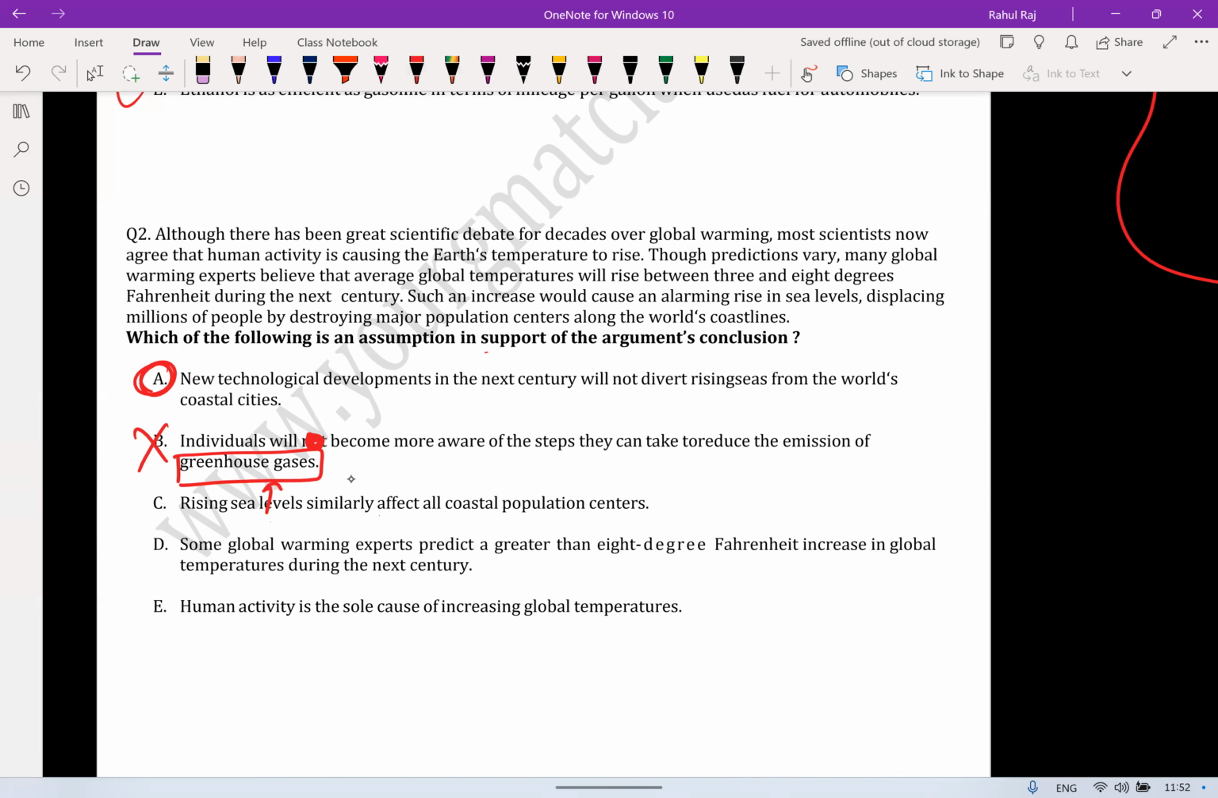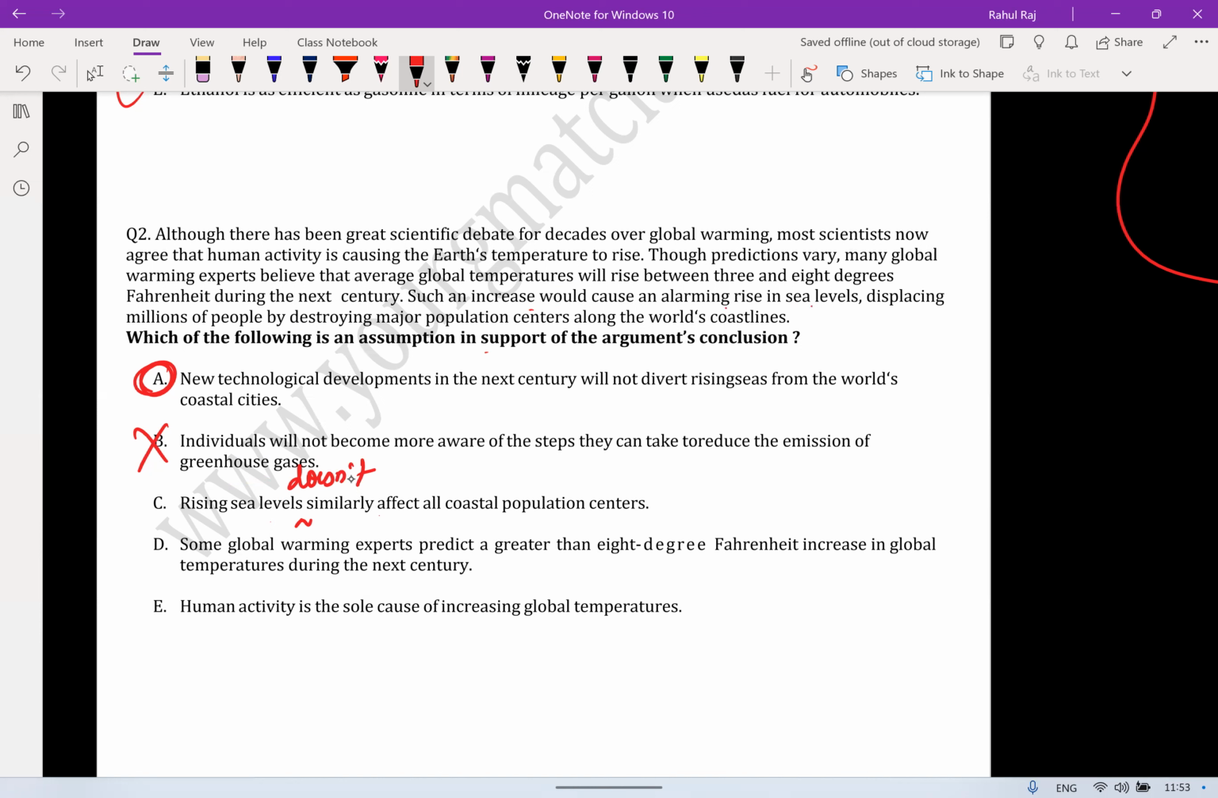Tell me, why is C wrong? I'm not saying wrong or right. I'm saying that a lot of you have marked C as the answer. So let's say I'm negating this: rising sea level does not similarly affect all the coastal population centers. Why have you marked option C? Because once you negate this, my conclusion should weaken.